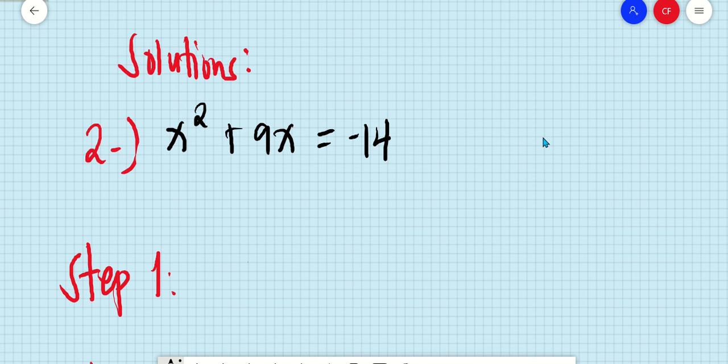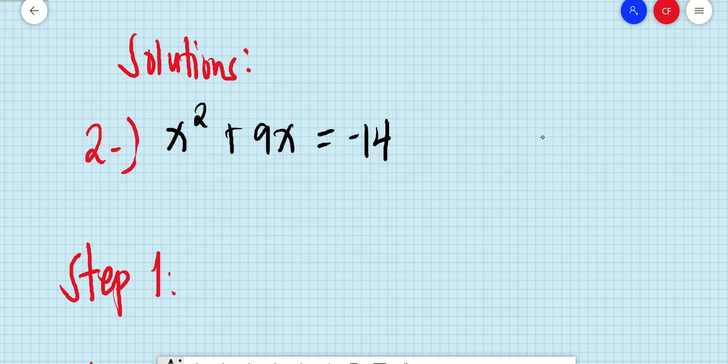Okay, so for example number 2, the given quadratic equation is x squared plus 9x equals negative 14. So as you can see here, class, yung given equation is not in a standard form. So all you need to do is to transform this equation into standard form. Okay? So alam niyo na kung paano mag-transform ng quadratic equation in standard form. So dito, syempre pakita pa rin natin.